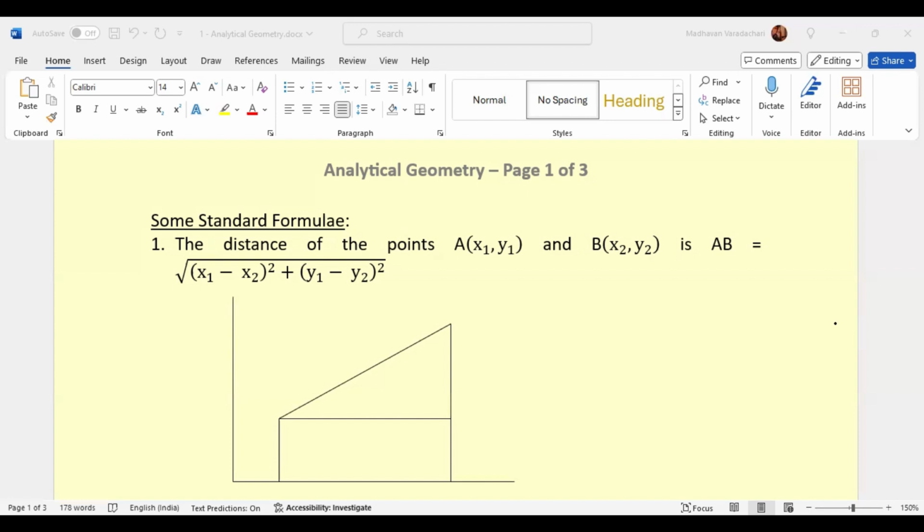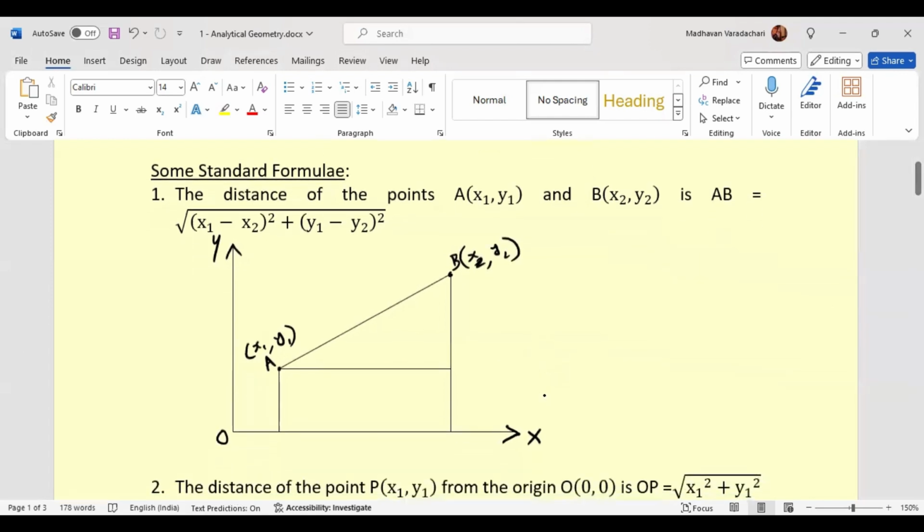Let us consider this as our y-axis, this as our x-axis. We made a graph. Let us consider this point as our point A, this point as our point B. Point A is (x1, y1), and point B is (x2, y2). This is our origin, which is (0, 0). So let us consider this particular point as P, this as Q, this as R.